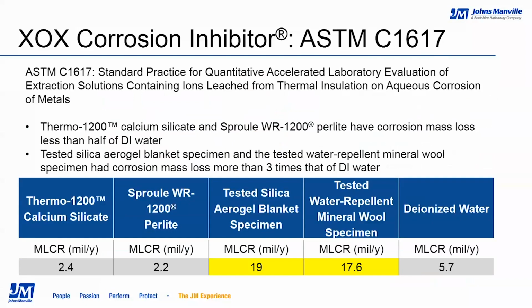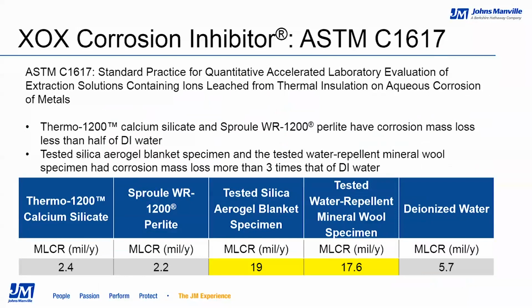One test protocol that we use, and is pretty standard throughout the industry to evaluate corrosion on a laboratory scale, is ASTM C1617. This protocol uses a liquid extraction on the insulation to remove any leachable compounds. That leachate is then exposed to heated carbon steel coupons repeatedly over the span of 96 hours.